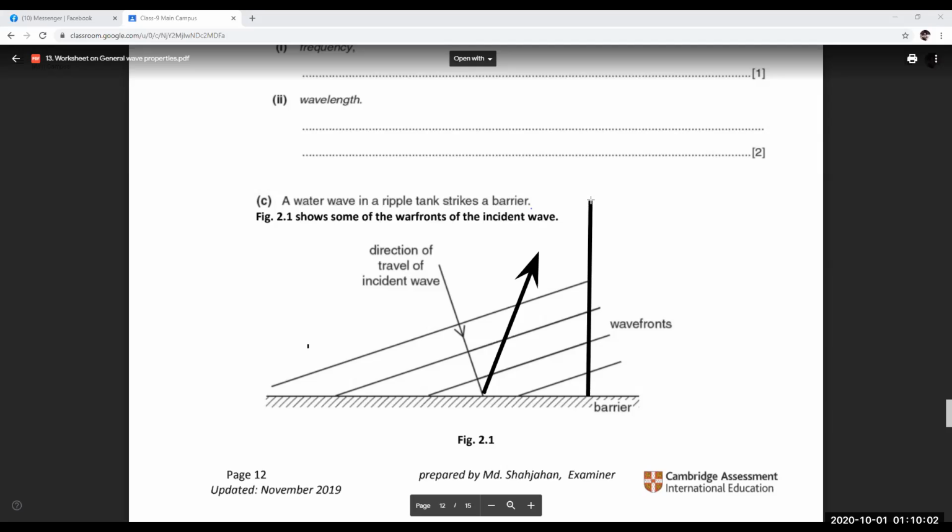First you understand. The arrow is already there, and the wavefronts are the lines. These lines are perpendicular with the arrow, right? So the reflected wavefronts will also be perpendicular with the reflected arrow. Do you understand now? Yes, sir.